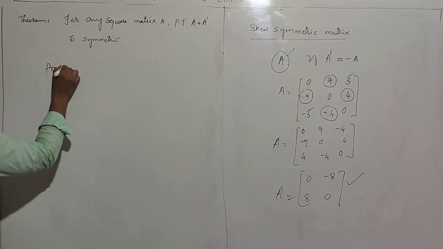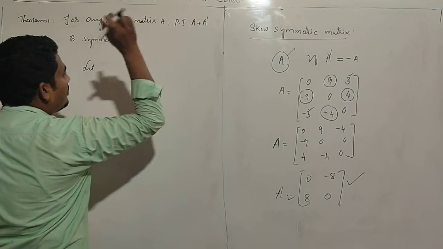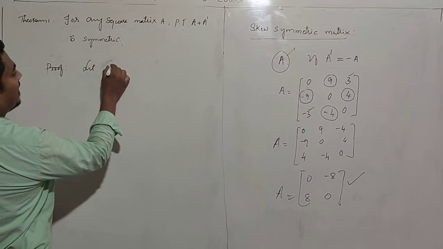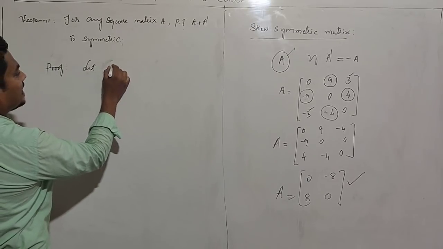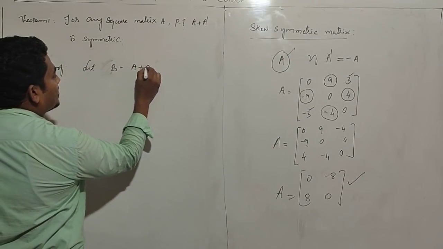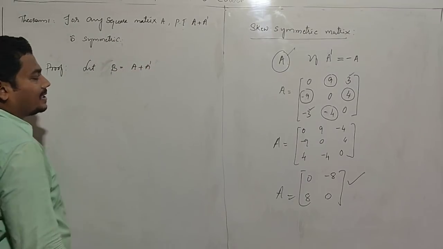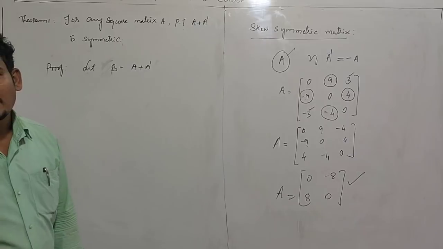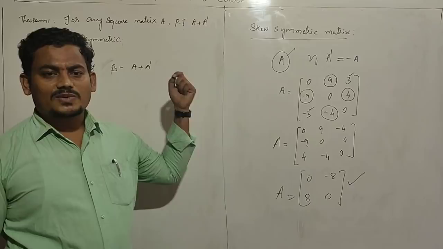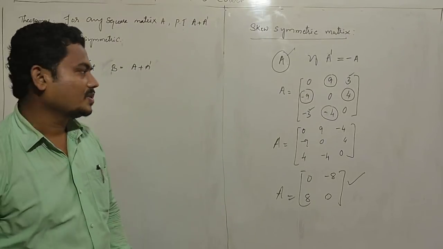Proof. Let us take this as one matrix, B. B is equal to A plus A transpose. We need to prove this matrix is symmetric. What is the definition of symmetric matrix? Definition of symmetric matrix: a square matrix capital A is said to be symmetric if A equal to A transpose.